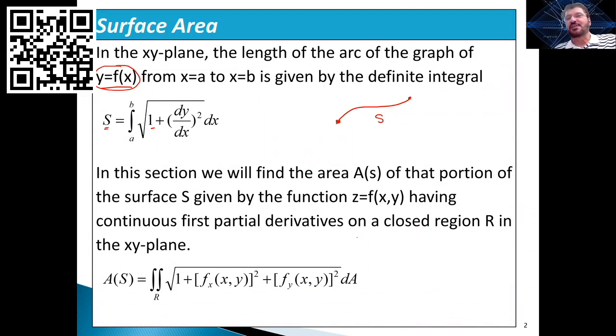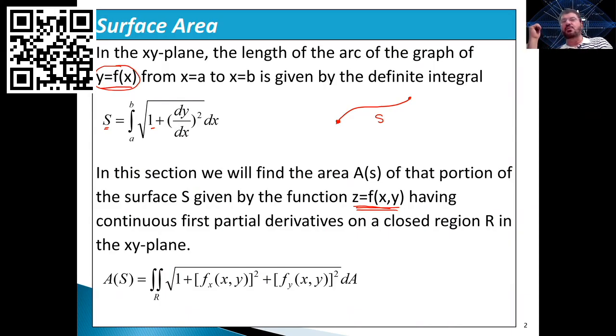Now let's take z equal f of xy. Now I have what? I have a surface. I have a solid. What do we find? We don't find the length here. What do we find? We find the surface area. In the previous ones, what did we find? We found the volume of the solid, right?